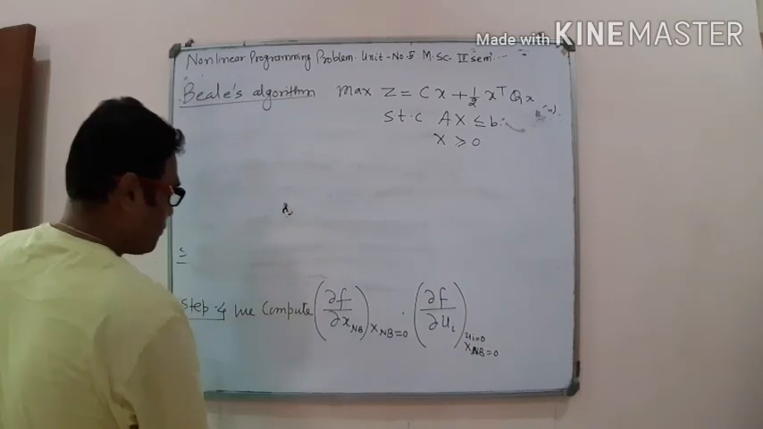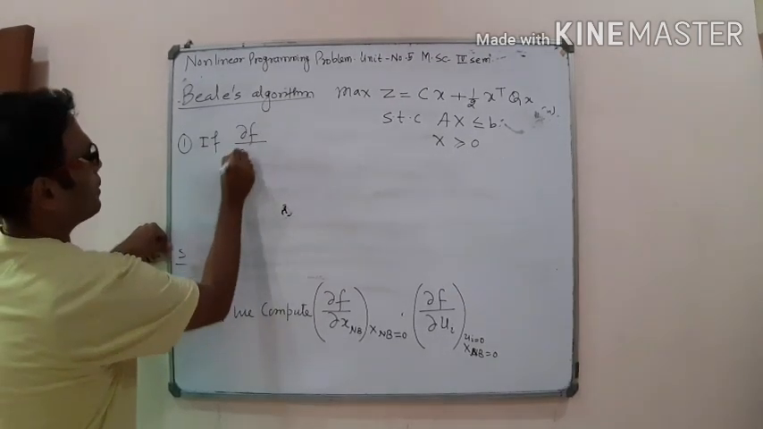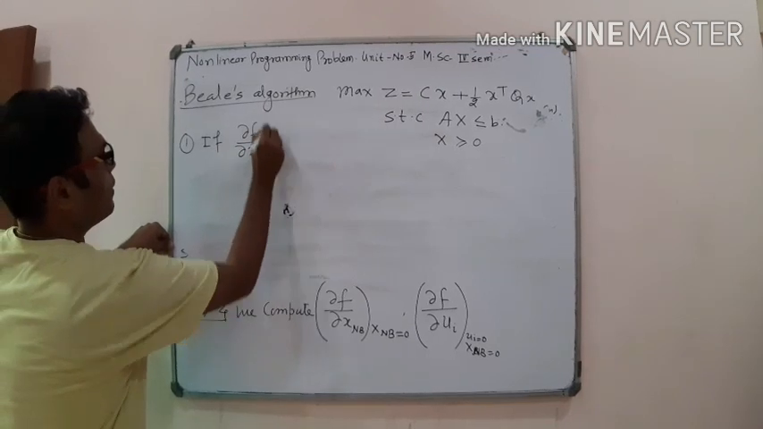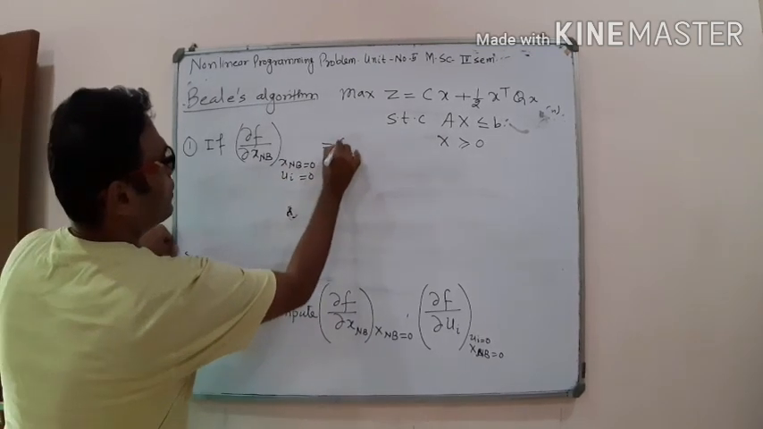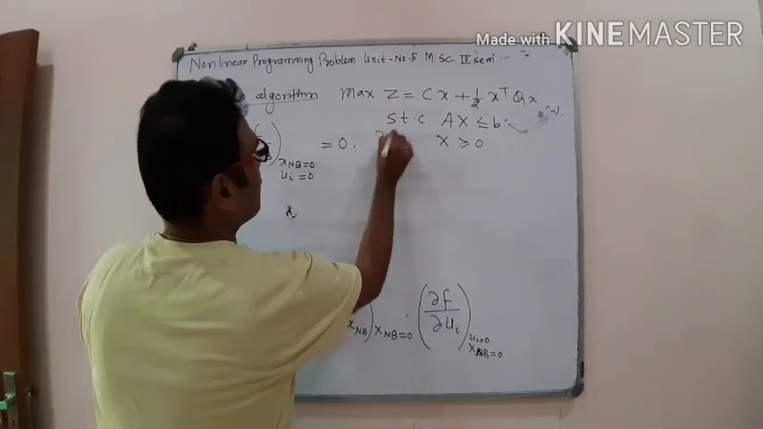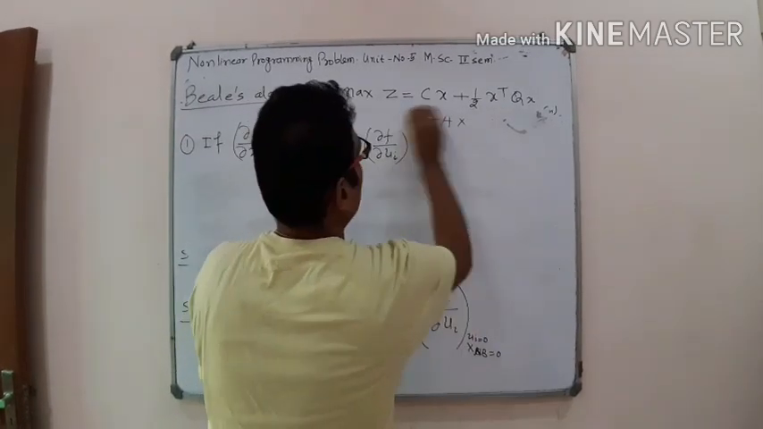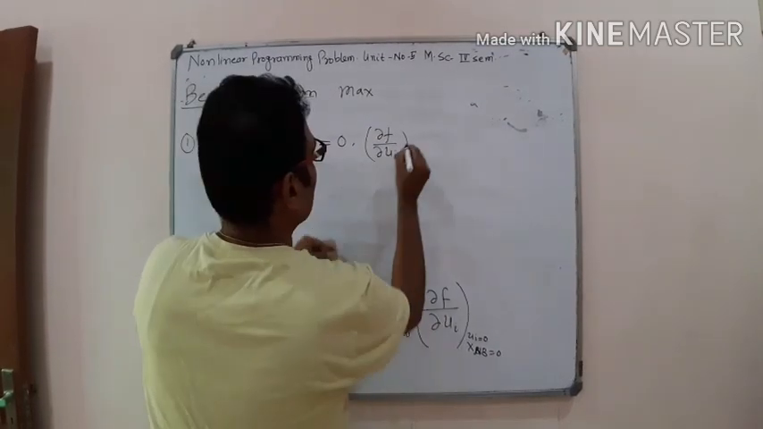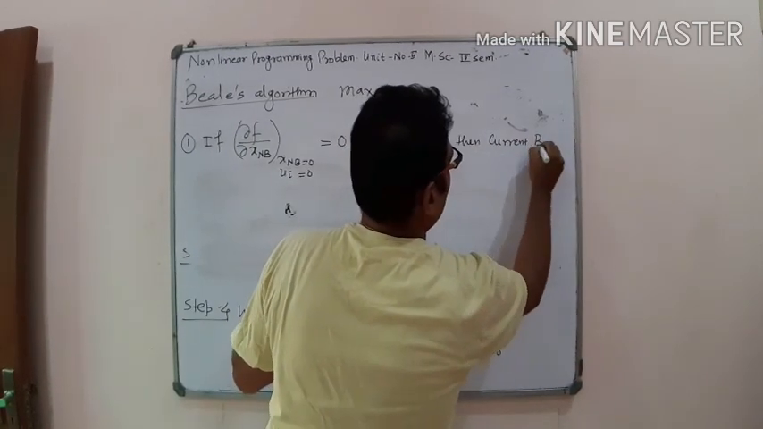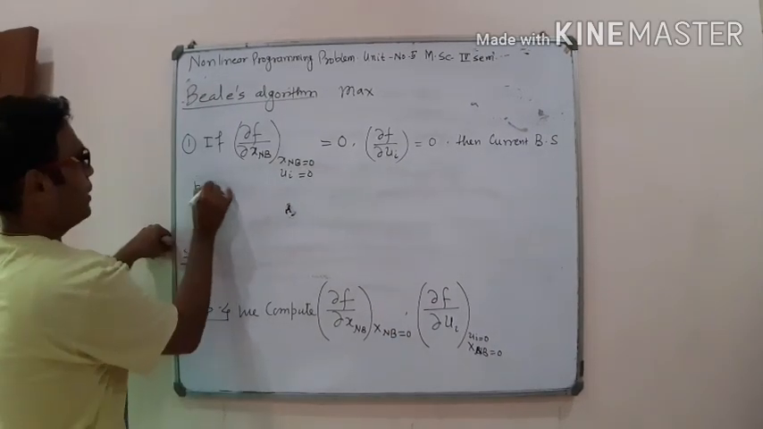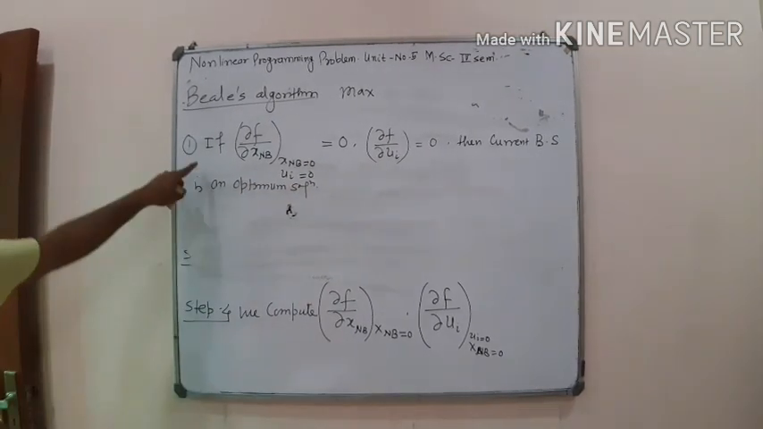Case number one: if all del f by del xNB at xNB equal to 0 and ui equal to 0, that is, this partial derivative is 0, along with del f by del ui equal to 0, then the current basic solution is an optimum solution. That means we stop our process.